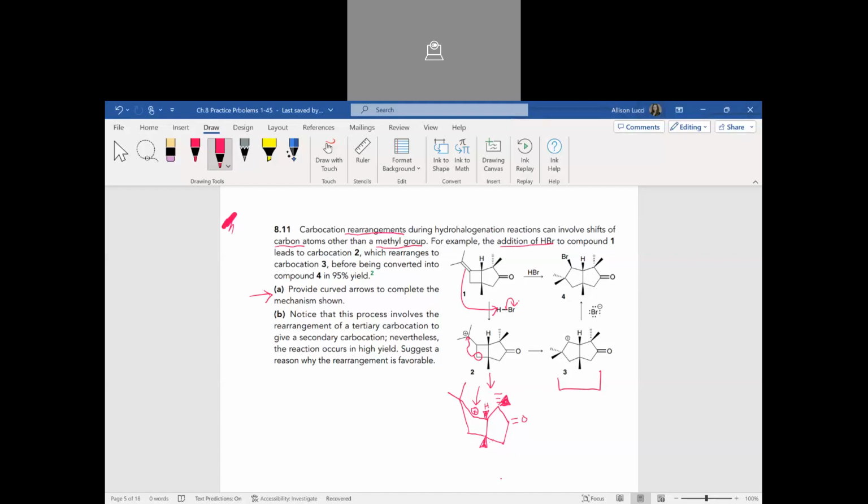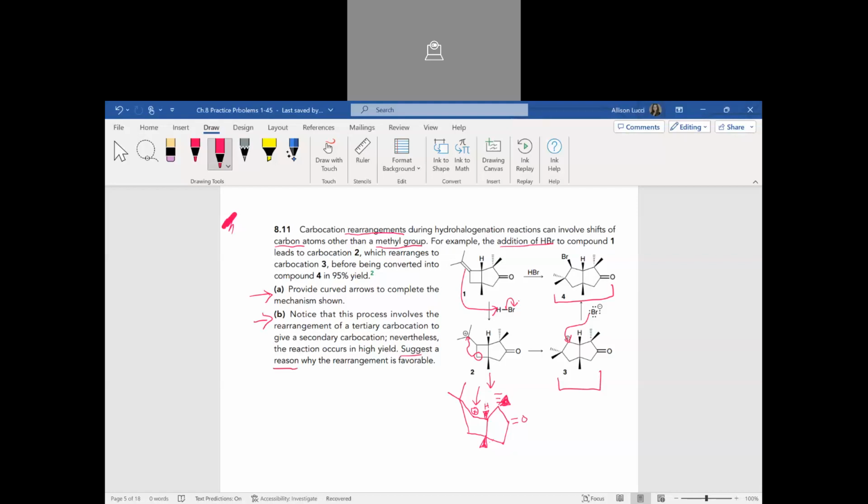At this point, the bromide ion that was created when compound 1 converted to compound 2 will now attack the carbocation and form an alkyl bromide. So this right here will attack here, and that is compound 4 that we see. So that is part A of this problem.